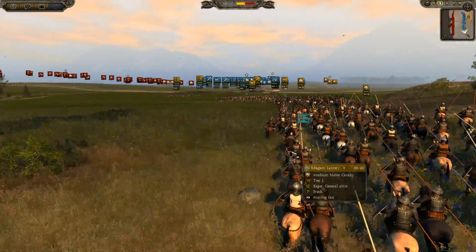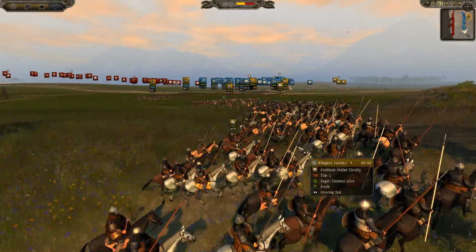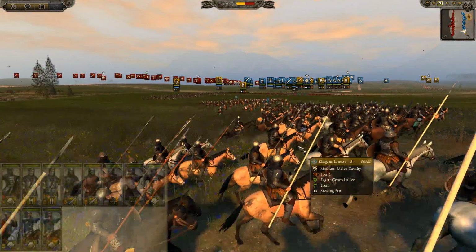All right, so we're going to start with the Holy Roman Empire side. We've got some Cuman forces, lots of cav.